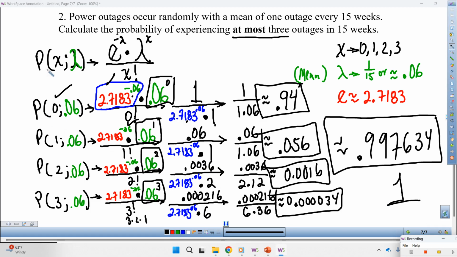So here, once again, we have P of 0 is there, P of 1 is there, P of 2 is there, P of 3 is there. From there, we did what? We add them. And then we end up with that. You get the idea, yeah?